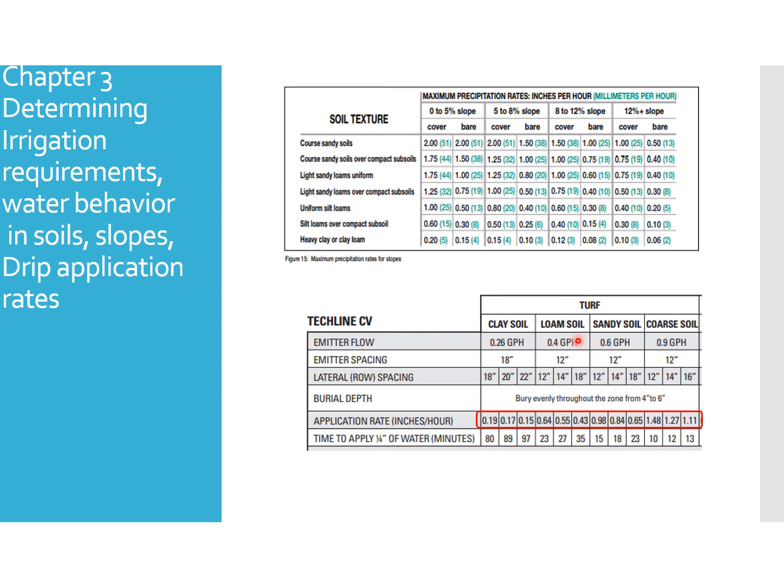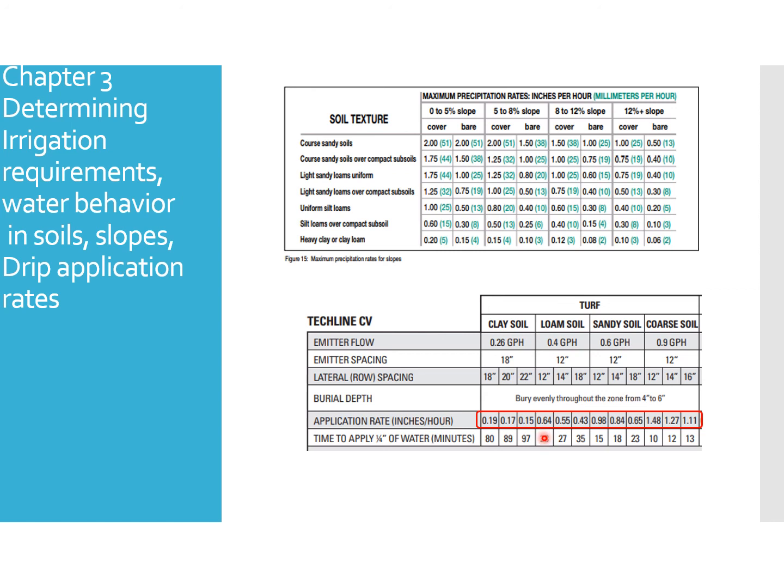This is inline emitter tubing made by Netafim USA. Here it's 0.4 gallons per hour, whereas the flow rates on the previous chart were all for gallons per minute. And here we have an emitter spacing of 12 inches. The lateral row spacing means how far apart your rows of drip tubing are. 12 inches, 14 inches, and 18 inches are what they recommend. Okay, so let's just pick one so we can take a look.